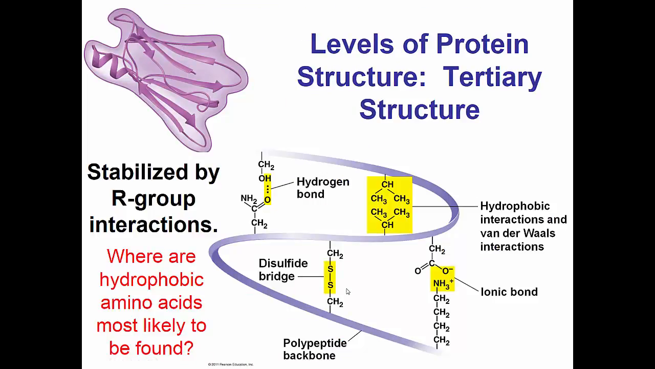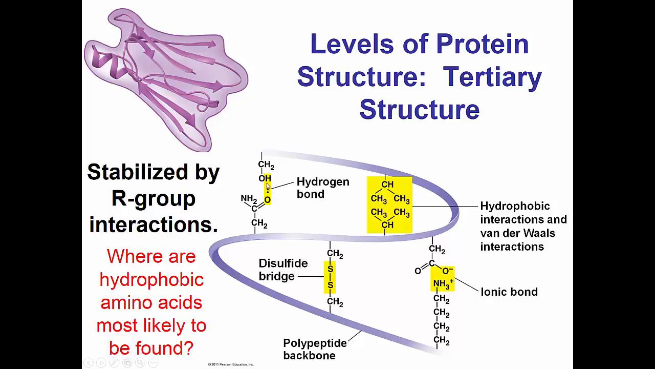Our third level of protein structure is tertiary structure. And we said that secondary structure depended on interactions, hydrogen bonding between the backbone of the amino acids. In contrast, tertiary structure is how the 3D protein begins to fold. And now we sort of tucked that backbone away within the secondary structure. So tertiary structure is stabilized by interactions between the R groups.